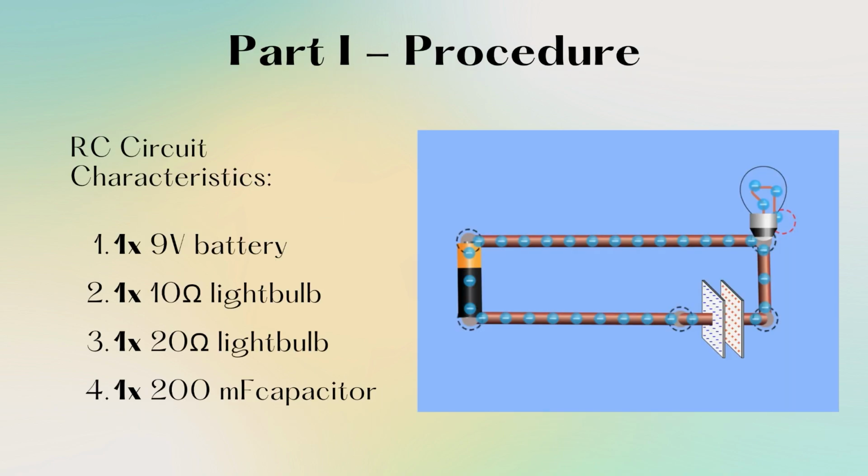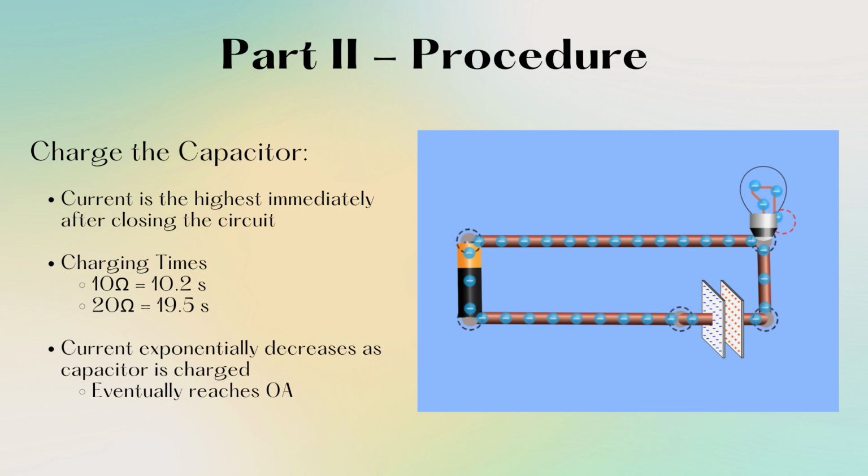Moving on to Part 2 of the lab, where we will observe RC circuits consisting of a resistor and a capacitor, we will need a 9 volt battery, a 10 ohm light bulb, a 20 ohm light bulb, and a 200 millifarad capacitor. First, let's charge the capacitor. Current in the setup is the highest immediately after closing the circuit. It took me 10.2 seconds to get to 10 ohms and 19.5 seconds to get to 20 ohms. The current exponentially decreases as the capacitor is charged, eventually reaching 0 amps.